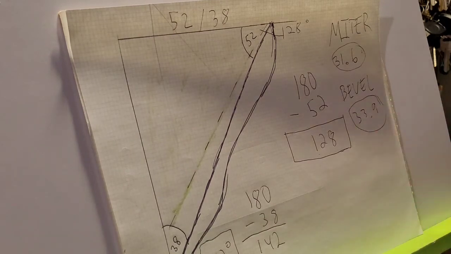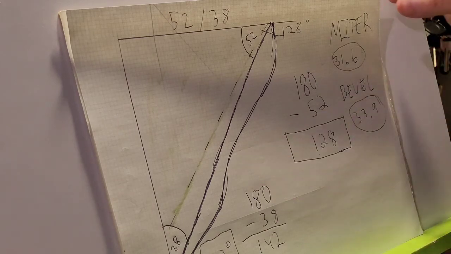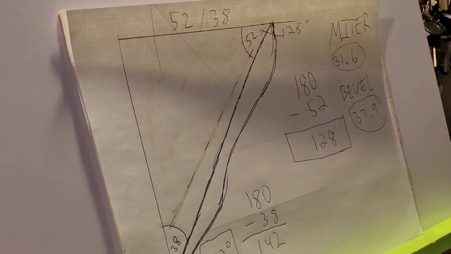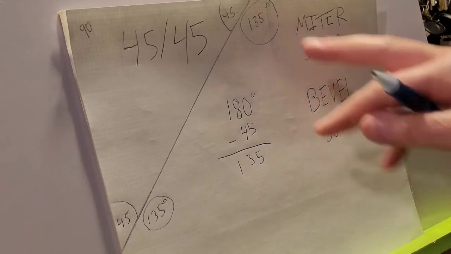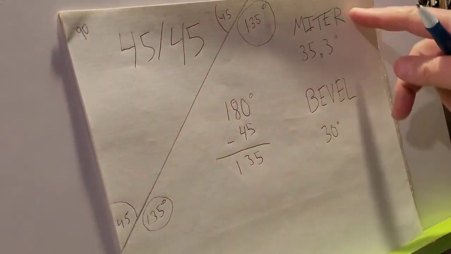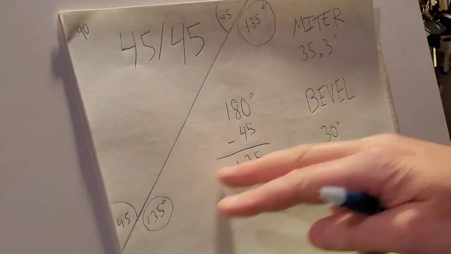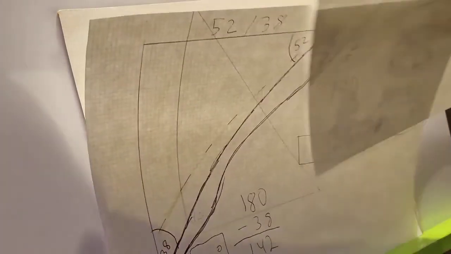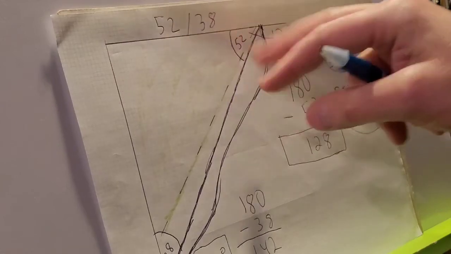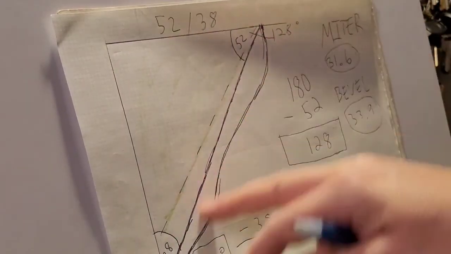So in my other video that I talked about crown molding and cutting it on the flat, I explained a little bit about that too. But what we have here so far is the 45-45 with the miter and bevel information, what the two numbers mean. Same with the 52-38, what the numbers mean.